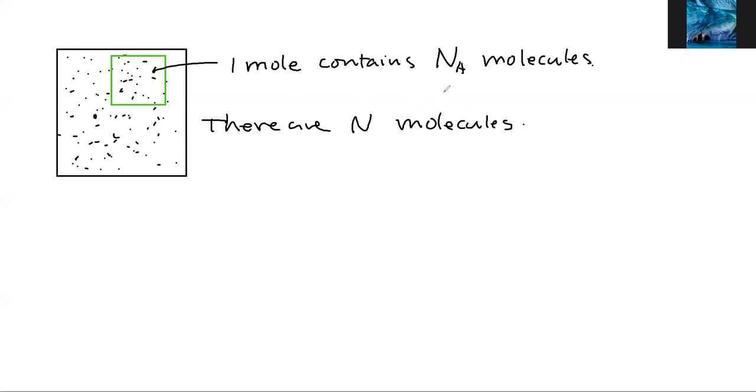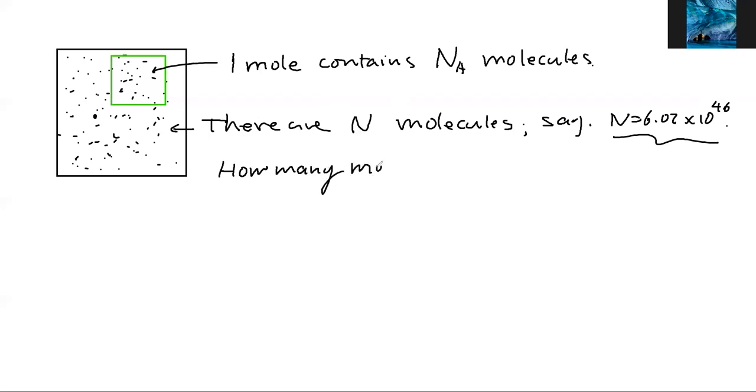But if we count by this large unit, okay, this is a large unit, then we will see how many moles there are. This is one mole. One mole contains this number. If you have N molecules, for example, say N equal to 6.2 times 10 to the power of 46. Huge number, do you agree? Yeah. If N equals this number, then my question is, how many moles? We know what a mole is now. One mole contains this number, okay? And how many moles are there?